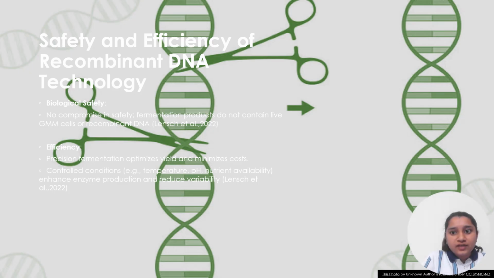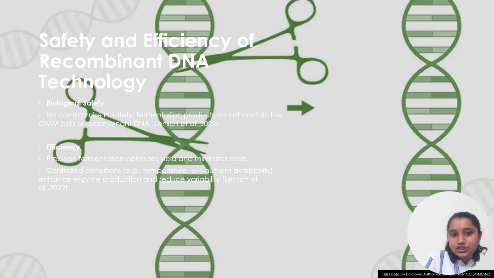Moving forward, the safety and the efficiency of the recombinant DNA technology. For biotechnology safety assurance, no live genetically modified microorganism cells or recombinant DNA are present in the final product. This ensures that there is no compromise in the safety. For efficiency, precision fermentation enhances the production efficiency by optimizing the yield and minimizing the cost.